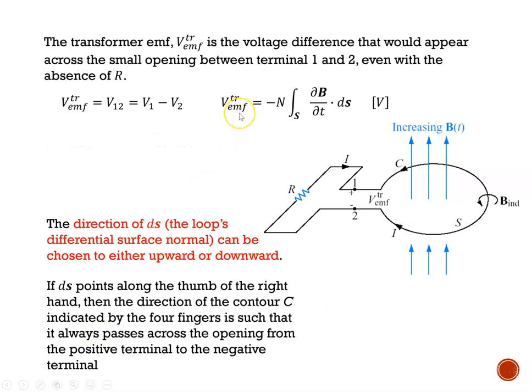The transformer EMF is actually the voltage difference across the small opening between terminal 1 and terminal 2. So the transformer EMF is the voltage difference between terminal 1 and terminal 2. That's why the transformer EMF is equal to V1 minus V2.